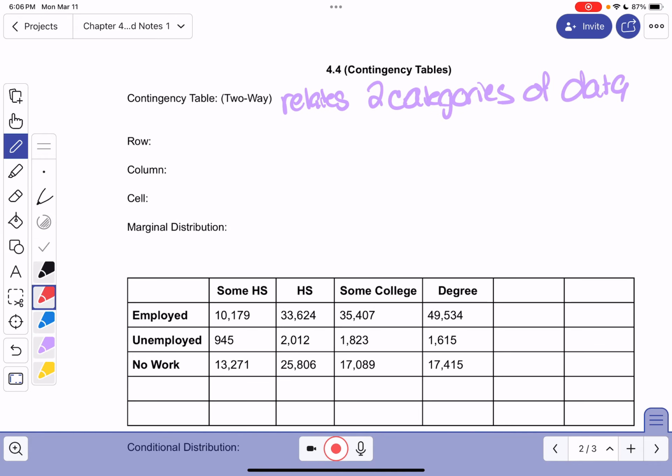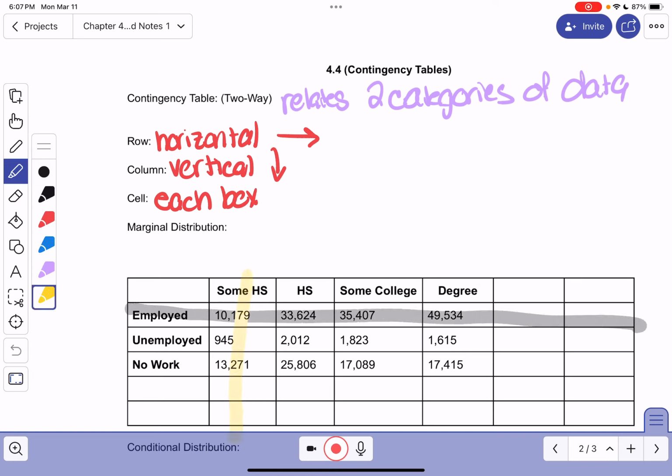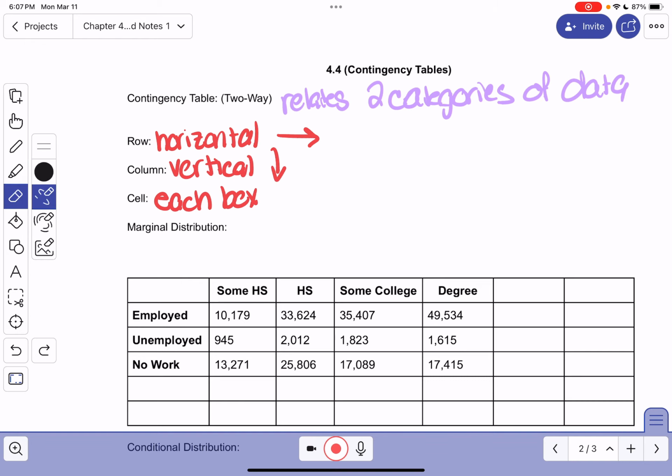In a table, the row is horizontal, columns are vertical, and then the cell is just each box. So this is a row, this is a column, this is a cell. Just in case I talk about things in the future.